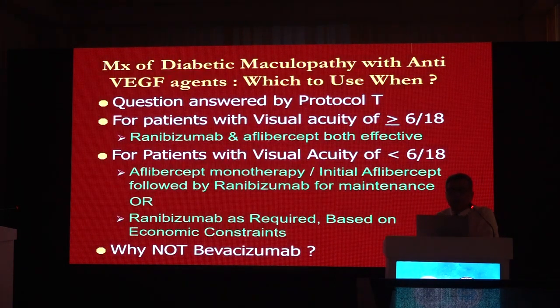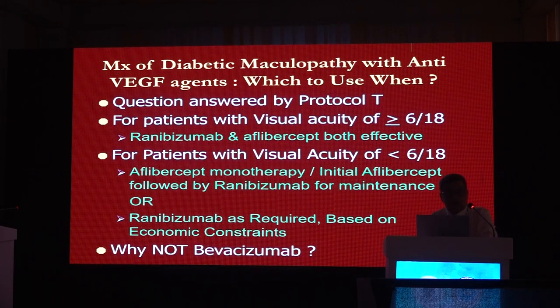Now, which anti-VEGF should you use and when? This question is very well answered by the Protocol T. In patients whose vision is greater than or equal to 6/18, ranibizumab and aflibercept are both equally effective. Now this is important to note because there are economic constraints and those get managed by knowing about this information. For patients with visual acuity less than 6/18, aflibercept monotherapy, or maybe even an initial aflibercept followed by ranibizumab for maintenance, may give you the same optimal results. And if there are economic constraints, please continue the patient on ranibizumab.